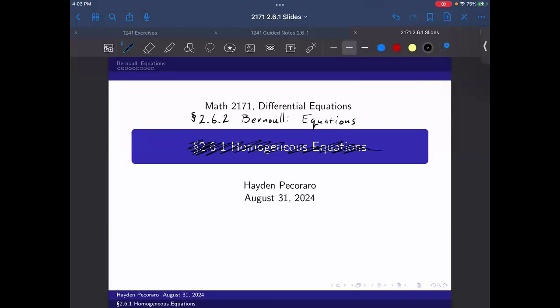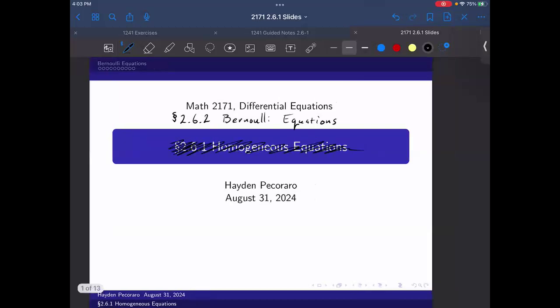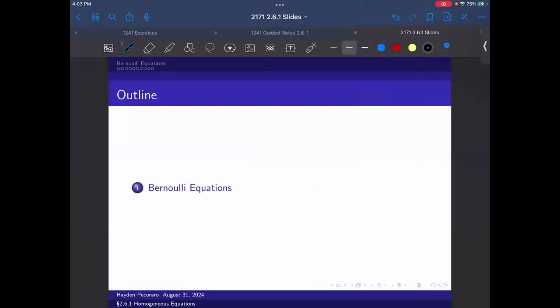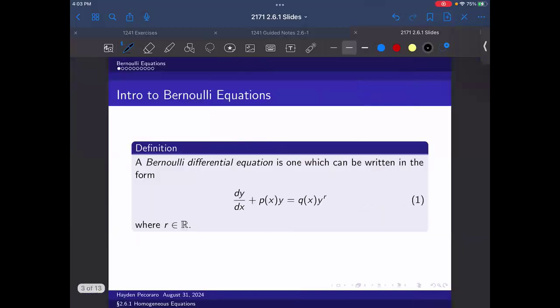All right, so today we're talking about Bernoulli equations. You have one section and some examples. So it'll be relatively short today. I don't know if we'll finish before the end of class, but hopefully we do, so I can give you back your homeworks. And you can get to your next class or go home. But let's get started with what we're actually looking at.